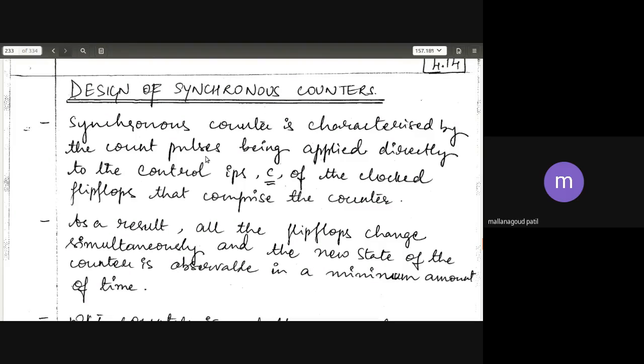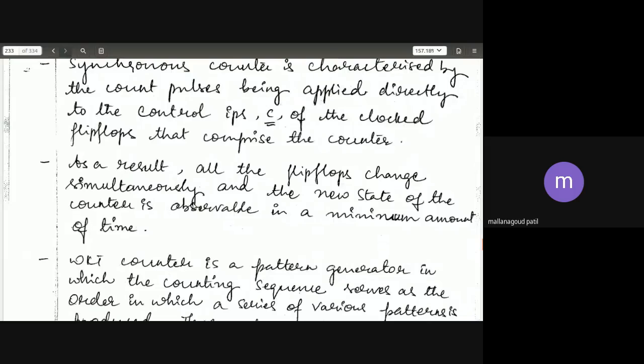Here it is written: a synchronous counter is characterized by the count pulse being applied directly to the clock input C of the flip-flops that comprise the counter. As a result, all the flip-flops change simultaneously and the new state of the counter is observed. Take an example: if I am using flip-flops for a counter operation, you can cascade as many flip-flops as you need. If I need a 4-bit counter, I connect 4 flip-flops.